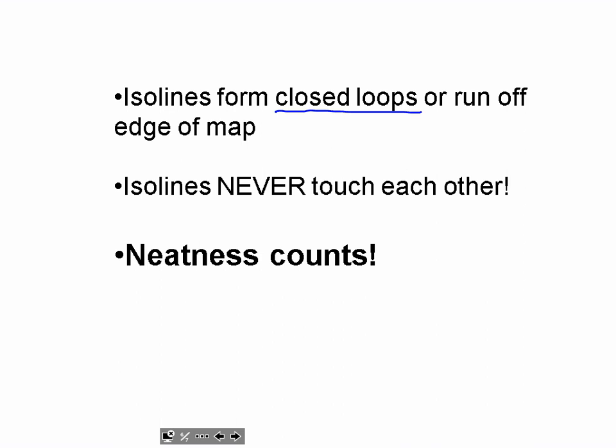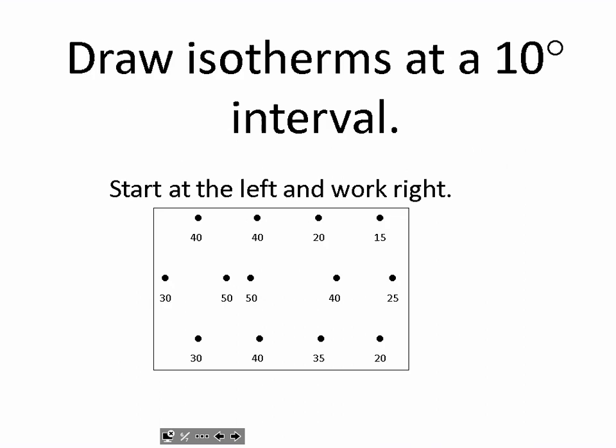And neatness counts. Now on the next map, on the next page, you have this drawing isotherms at a 10-degree interval. Start at the left and work to your right. We're going to do this in class, so I'd rather you wait until we're together before you do this. So make sure you've answered the questions along the way, and if you have any questions, talk to me in class.